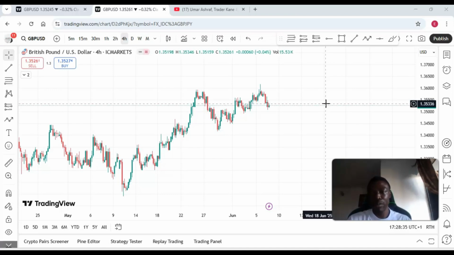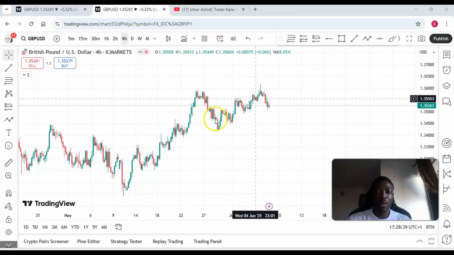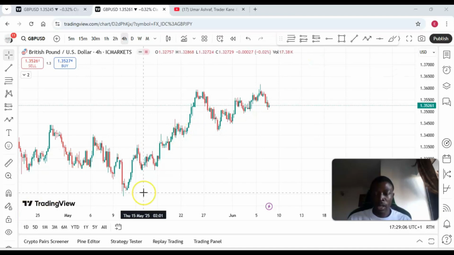The first thing you need to know about resistance and support zones is that they work on all time frames, but the higher the time frame, the more likely it is to hold. Knowing fully well that it works on all time frames, it depends on you as a trader, what type of trader you are, and what time frame you do your analysis on. But have it at the back of your mind that support and resistance zones work on all time frames.